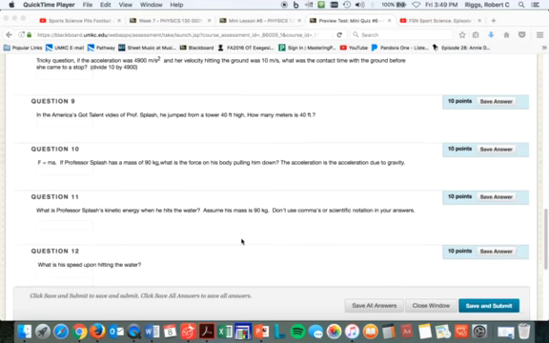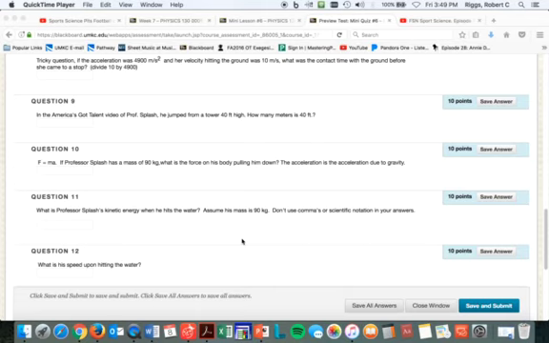All right, what is Professor Splash's kinetic energy when he hits the water? Assume his mass is 90 kilograms. Don't use a comma or scientific notation in your answer. So, what is his kinetic energy? What do we have to do? We've got to calculate his velocity.